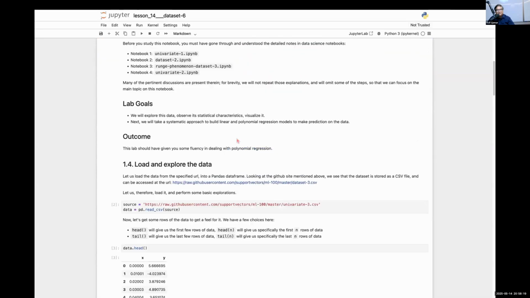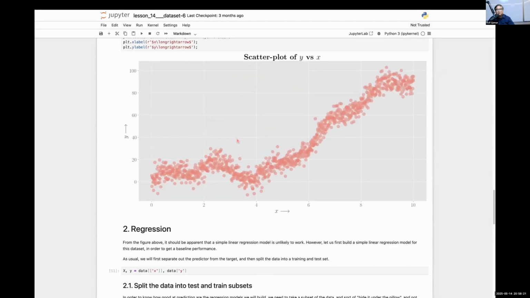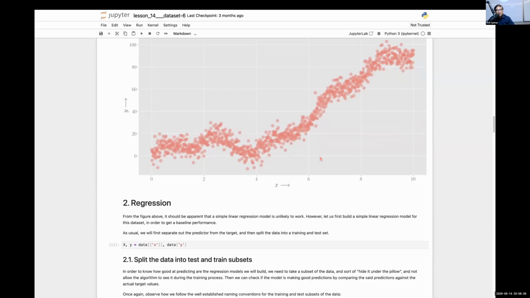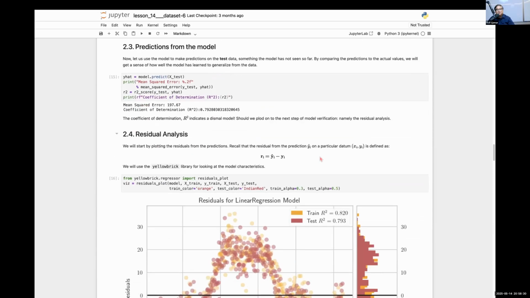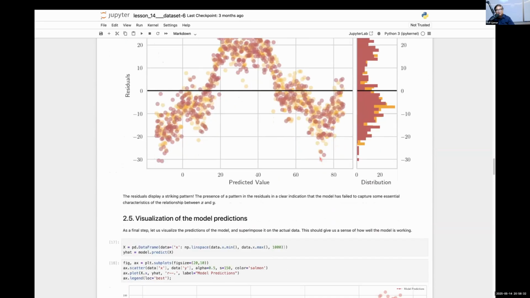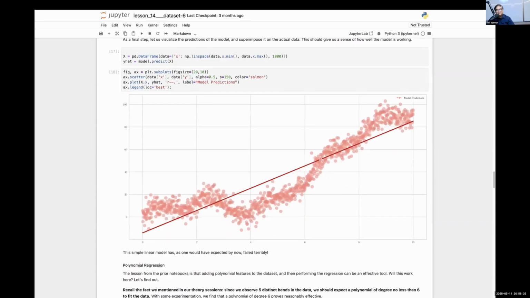Let's look at what data set 6 is. Oh, this looks hard, isn't it? Look at the snake-like data. Can you model that? Of course, modern machines, modern algorithms are pretty smart. If you try to do it with a line, it's hopeless. See, this is the best line approximation.